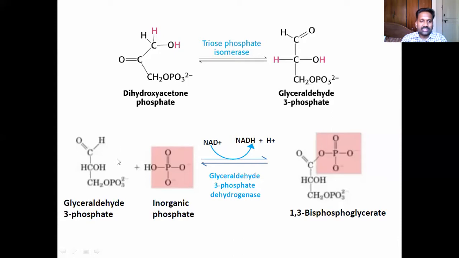So essentially what has happened? An aldehyde group has got converted to acid, carboxylic acid. So an aldehyde getting converted to carboxylic acid is oxidation. Is it not? But like in organic reactions, whenever you want to do an oxidation reaction, you invariably require an oxidizing agent. You always require an oxidizing agent.